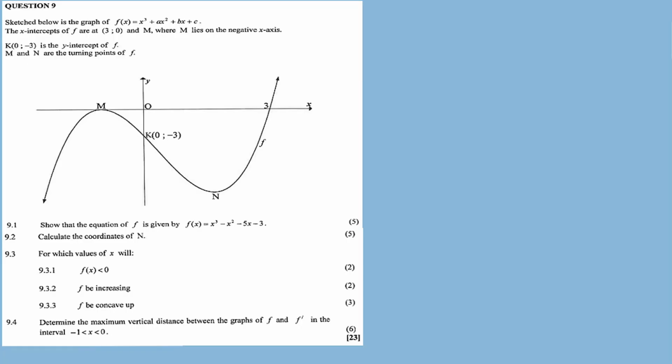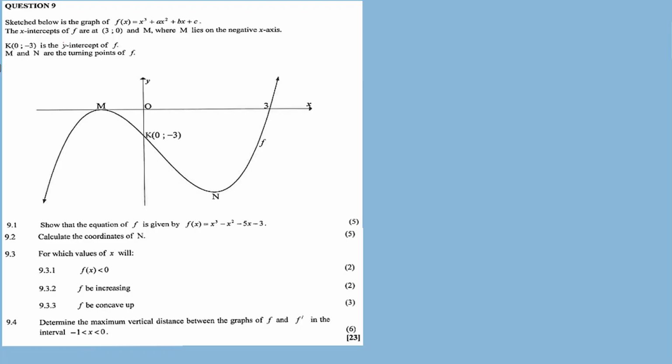Asiphendule na question again. Bathi the sketched below is the graph of f, and then mothatha the f of x is x cubed plus ax squared. The a value is unknown, and then it's plus bx. The b is unknown, it's a variable, and then sibana constant bani c. We have the constant c.